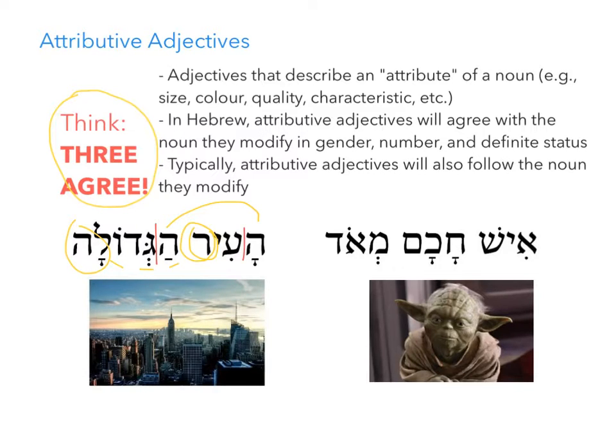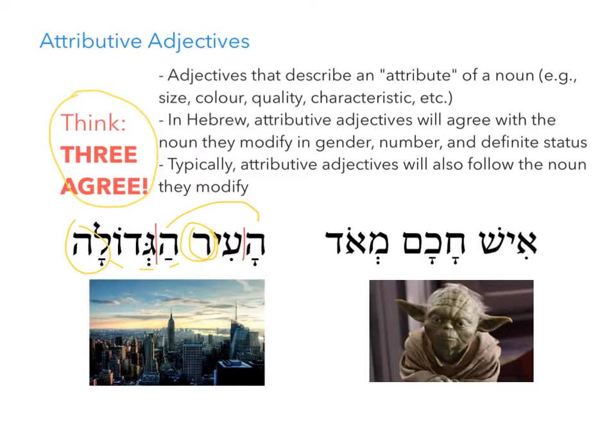Let's look at our other example here. We all know who this is. This is Yoda. Again, you could describe him as many things. He could be short, hairy, green, creepy, something like that. But this term here actually also comes out of the Hebrew Bible, 2 Samuel 13:3. Ish hakam me'od. Ish means a man. Hakam, wise.